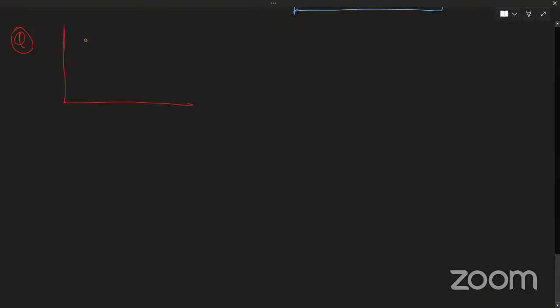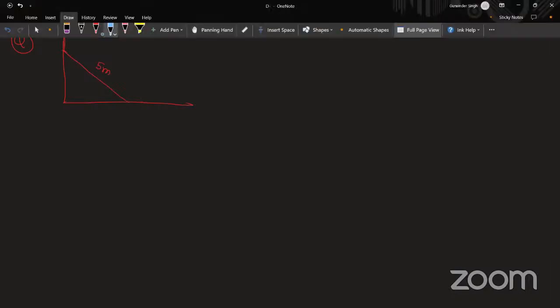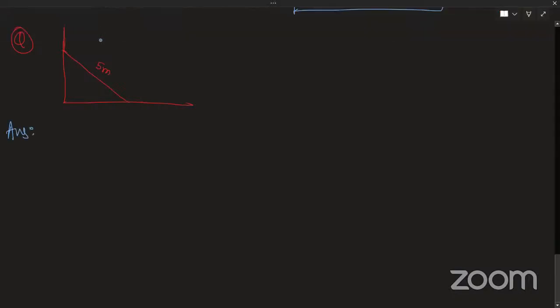Both of these walls are perpendicular. So this is the floor. This is the wall. And you have a ladder that's 5 meter long. This 5 meter long ladder is leaning against a wall.